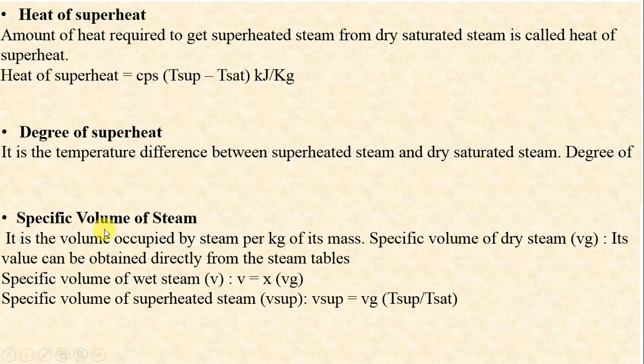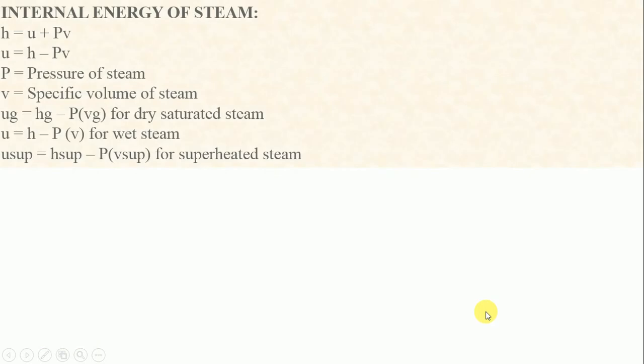Specific volume of the steam is the volume occupied by the steam per kg of its mass. Specific volume of dry steam, Vg, can be obtained directly from the steam table, and the specific volume of wet steam is V equal to X into Vg. For the specific volume of the superheated steam, the formula is V superheated equal to Vg into T sup divided by T sat.